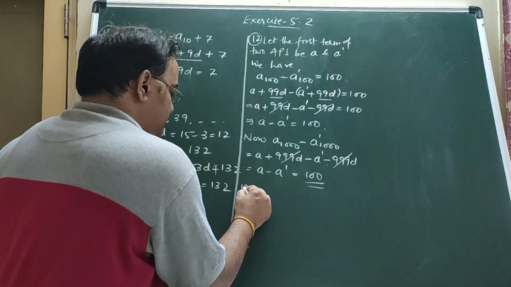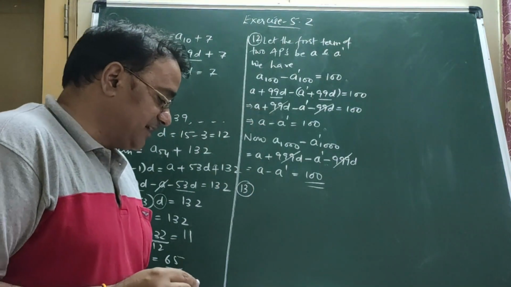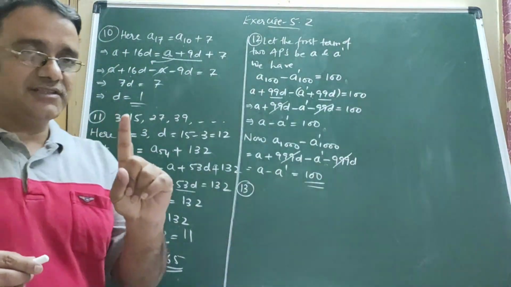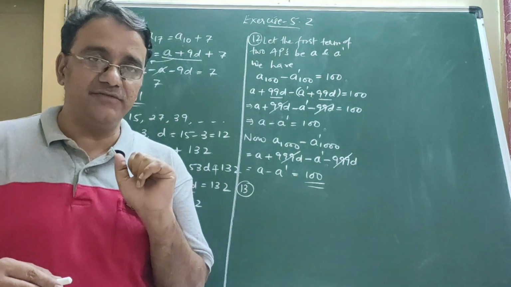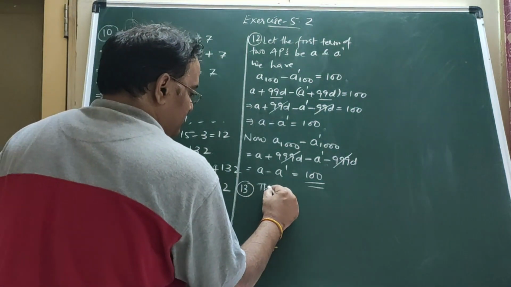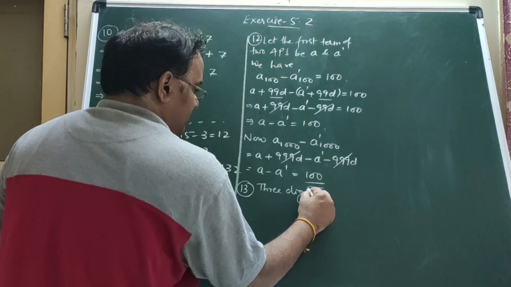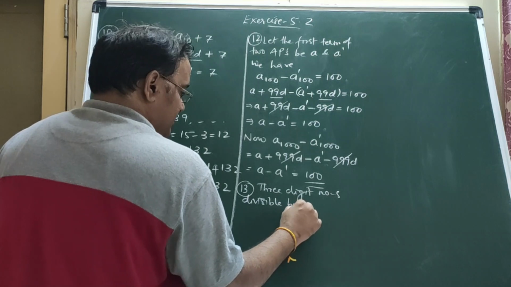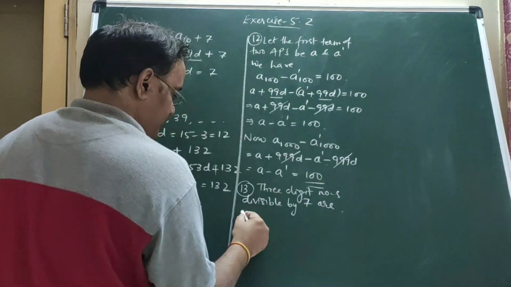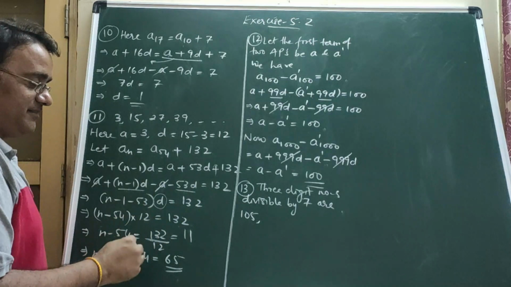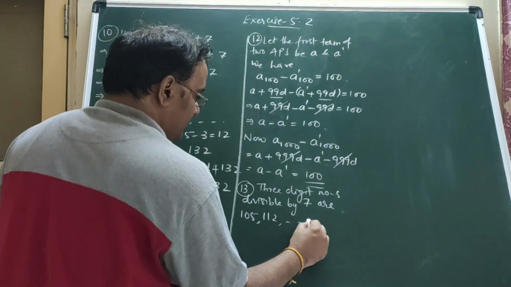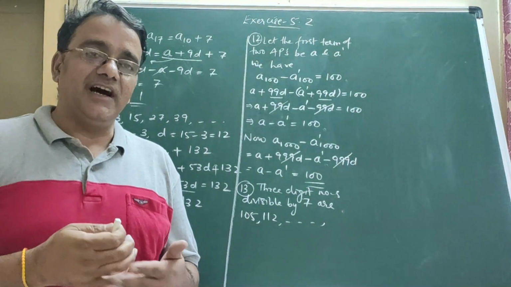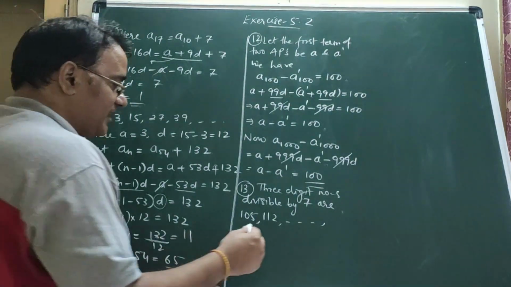Now 13th question, how many 3-digit numbers are divisible by 7? So first 3-digit number क्या होगा, 105. तो यहाँ पे लिखेंगे हम लोग 3-digit numbers divisible by 7 are, first is 105, next is 112 and what will be the last number, last 3-digit number? Last 3-digit number will be 998.